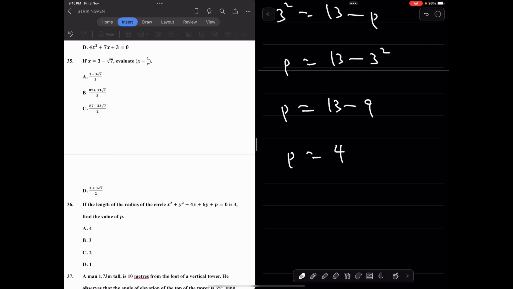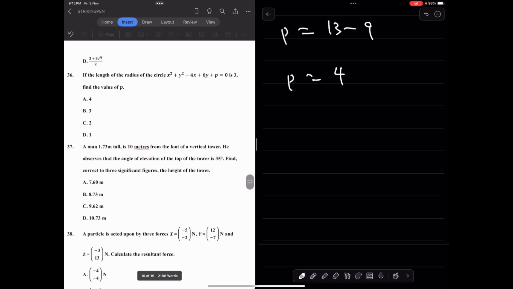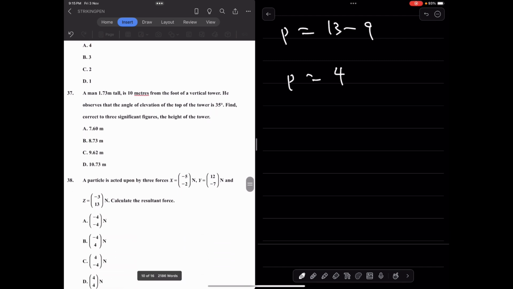Let me write my 3 well. And the correct option is A. The correct option is A.